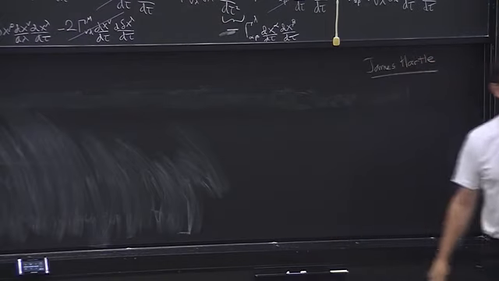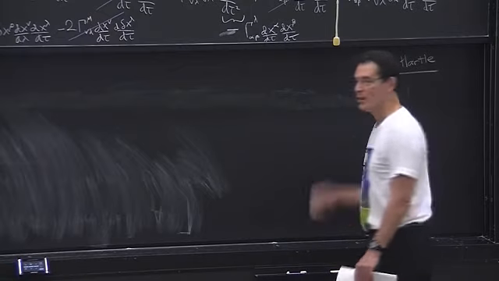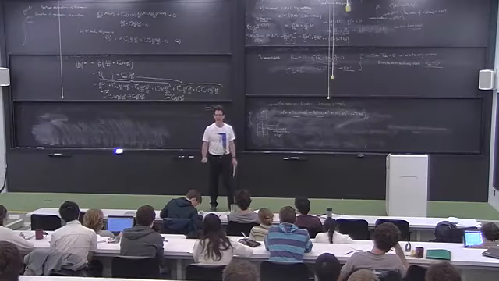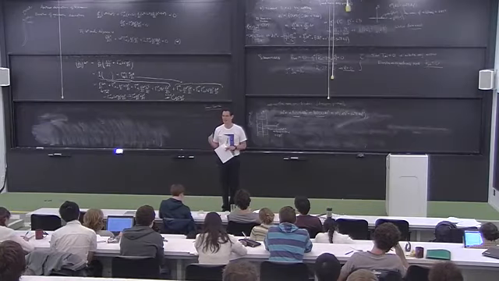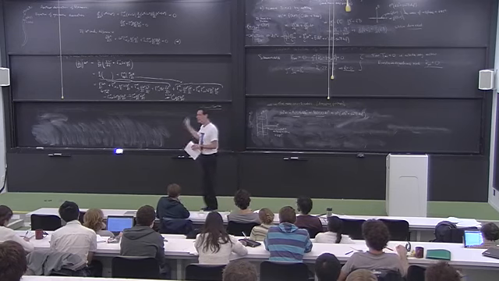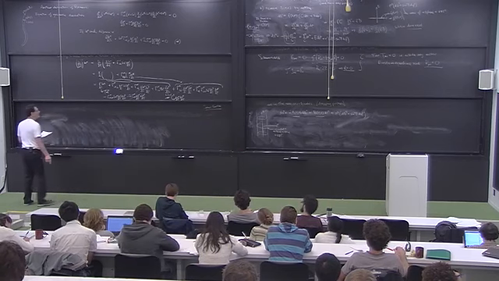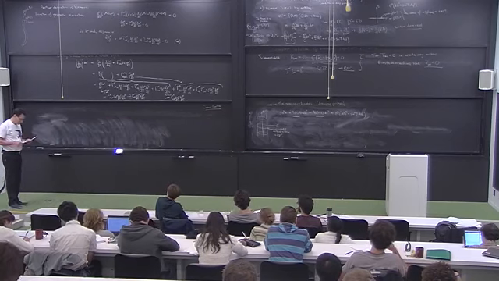He's the Hartle of Hartle-Hawking. He wrote a nice undergraduate textbook on relativity. It's more elementary than this course. But if you look on his website, he's got a little software package for Mathematica, and you just stick in any metric, and it'll give you all the tensors you want. So that's worth playing with.